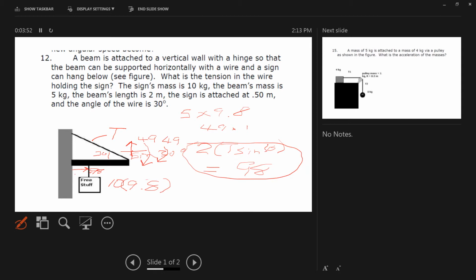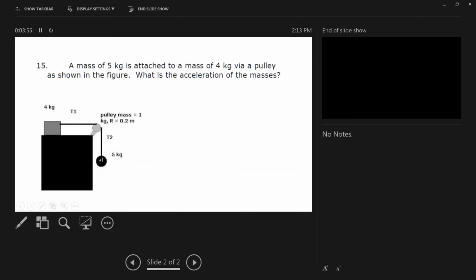Let's go down here to the second problem, number 15. We have a frictionless surface, with tension of the string pulling on the 4 kilogram mass. So the mass here will be accelerating to the right. This mass here is accelerating downward, experiencing two forces, downward weight and upward tension. And then the pulley itself is rotating, so that pulley is experiencing angular acceleration.